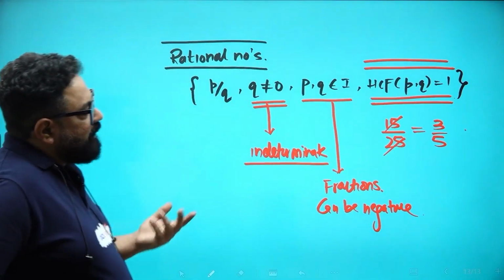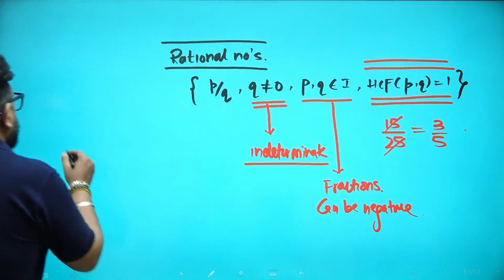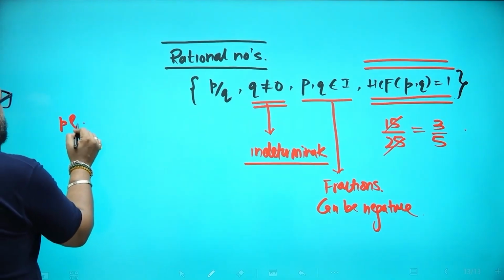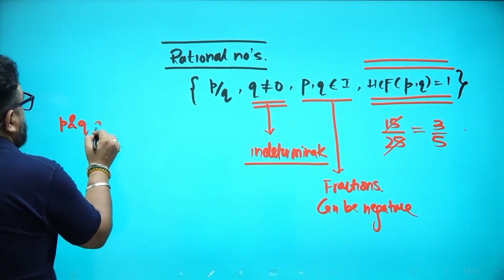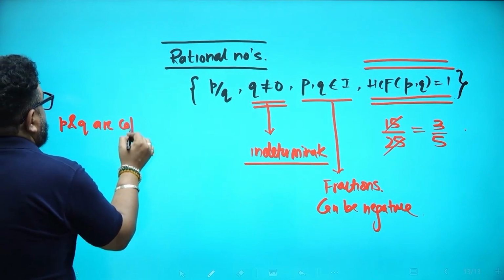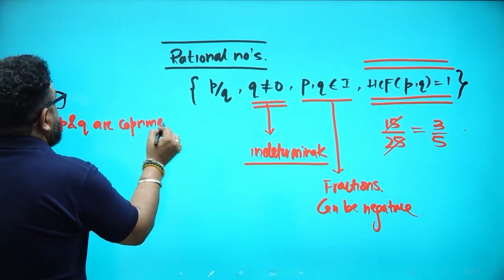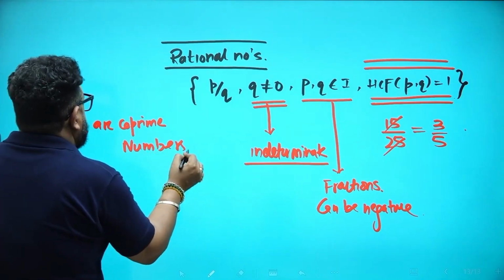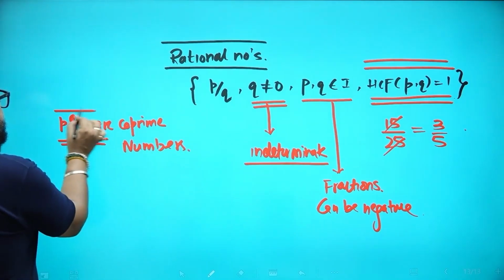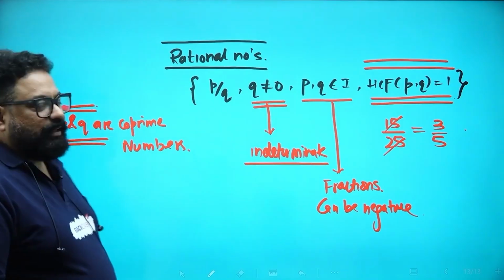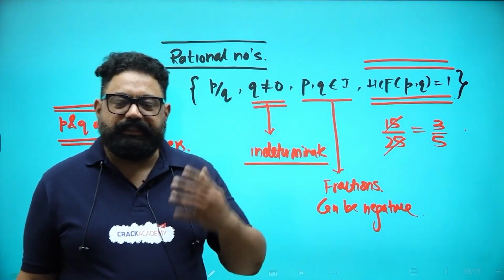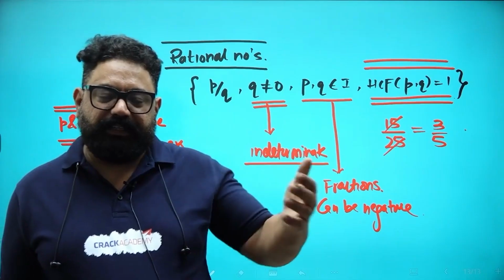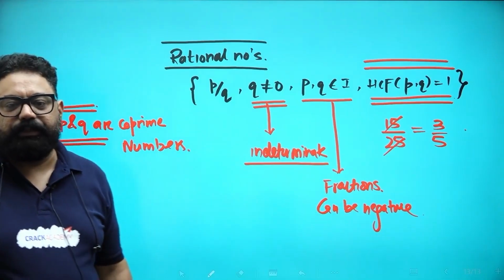When we say HCF of P and Q is 1, we can also say P and Q are co-prime numbers. P and Q are co-prime numbers, right? This is really important. What is the meaning of co-prime numbers? Two numbers are said to be co-prime when their highest common factor is 1. Note this down once, right?